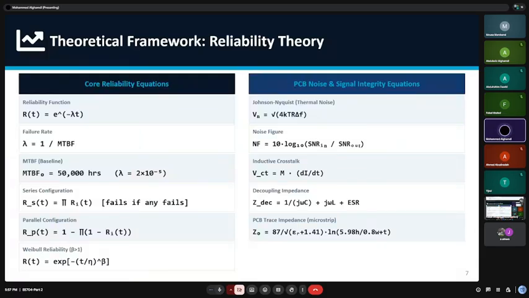The theoretical framework for our reliability study. This is most of the equations we use throughout the course: the reliability function, failure rate, MTBF, series configuration, parallel configuration, and Weibull reliability. And here are the PCB noise and signal integrity equations. We will try to integrate both of them and see the results in the discussion part.